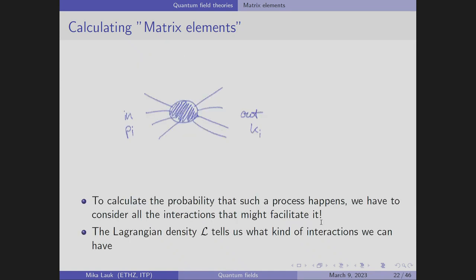And what we want to do is calculate the probability that such a process happens. And it turns out that if we want to do that, we have to consider everything that can happen in here, and sum them up in the right way. To do that, we go back to what I told you in the first 10 minutes. We need this Lagrangian density L. So really, what quantum field theory becomes, at least for the rest of the talk, is finding the right Lagrangian density that describes the type of interaction that we want to look at, for example, the electromagnetic interaction or the strong interaction. We can ask what type of terms we need to have in this Lagrangian density so that we can have these types of processes happening.